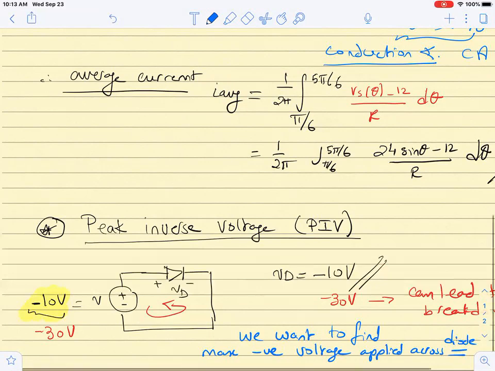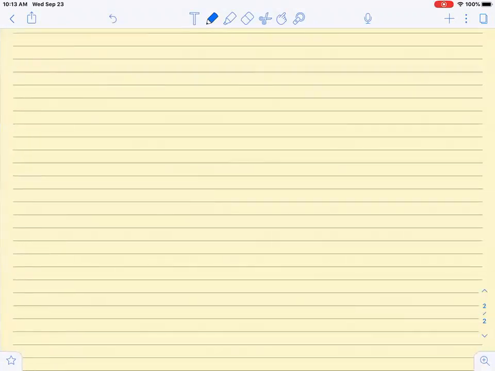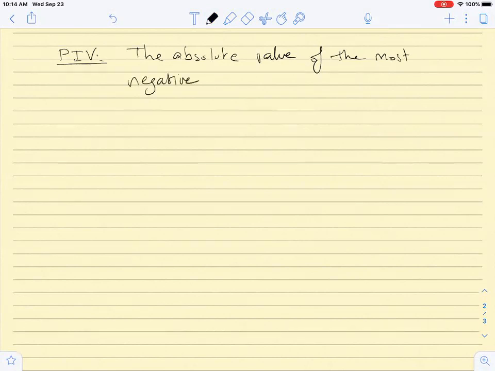So, let us look in the context of the battery charging circuit. For the battery charging circuit, what was the peak inverse voltage? By definition, first, let me put the definition for you. We don't report it as a negative number. The PIV is the absolute value of the most negative voltage applied across the diode. The most negative voltage applied across the diode.